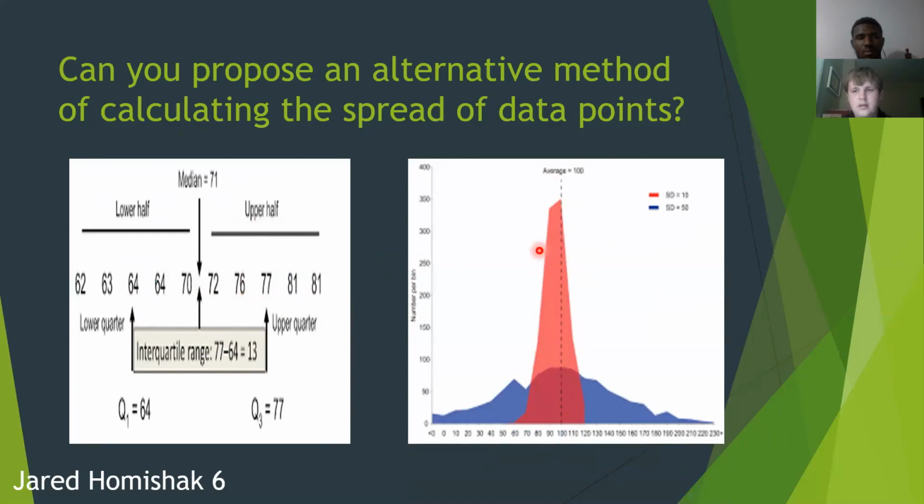All right, I think we have time for one more question. Okay, can you assess the value of measuring variability in data?